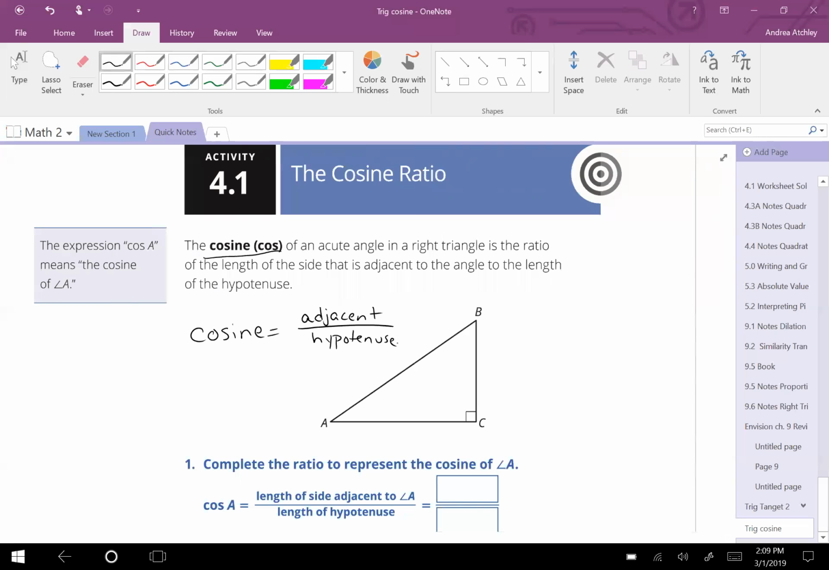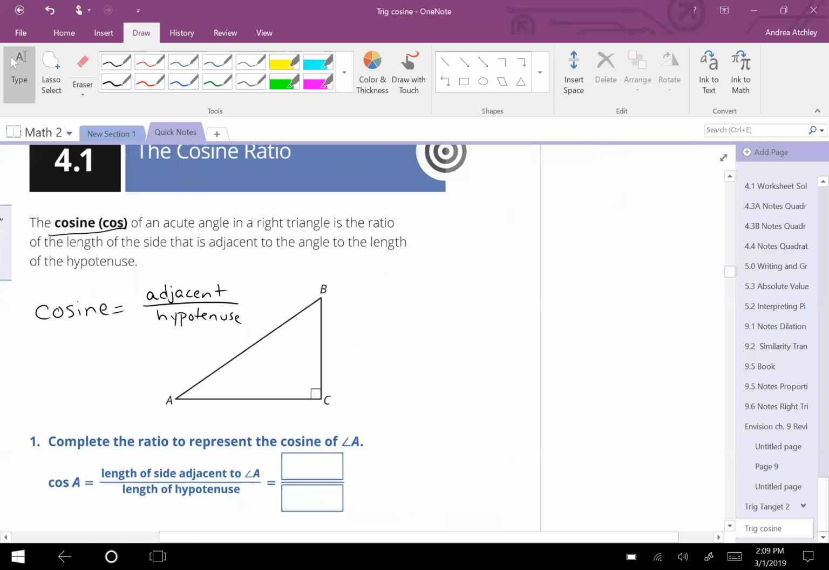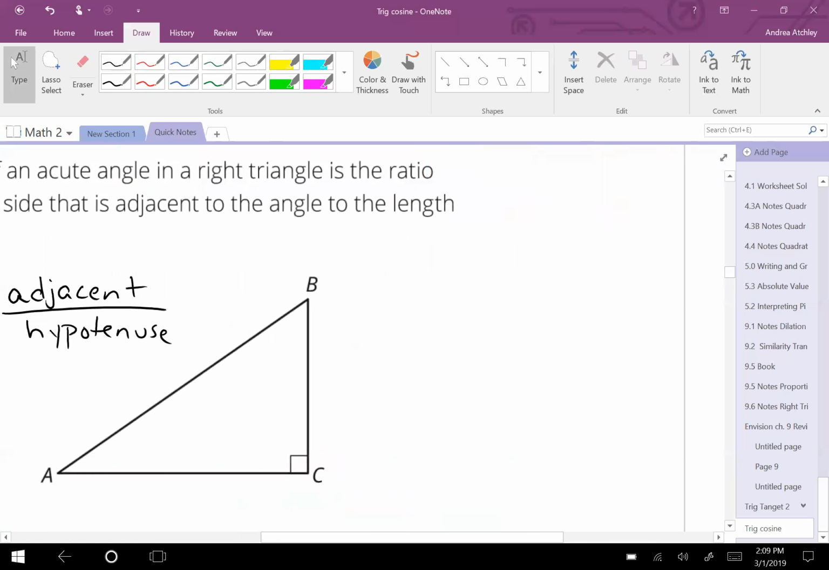Okay, does anyone remember what tangent was? Yep. Opposite over adjacent. Very good. Okay, does anyone remember what sine was? Opposite over hypotenuse. Okay. So there's a mnemonic device that we use to help us remember all of our trig ratios because you have to memorize them. It is SOHCAHTOA.